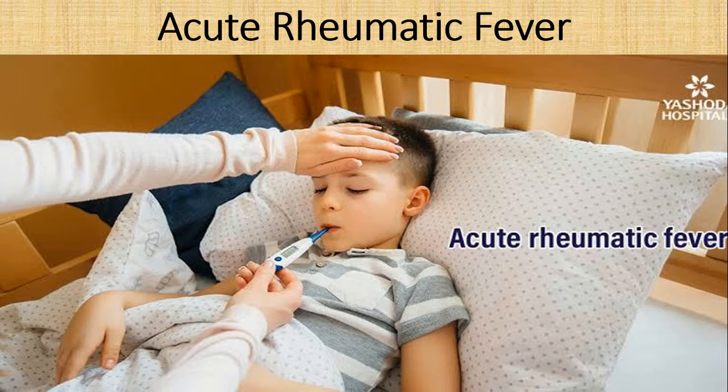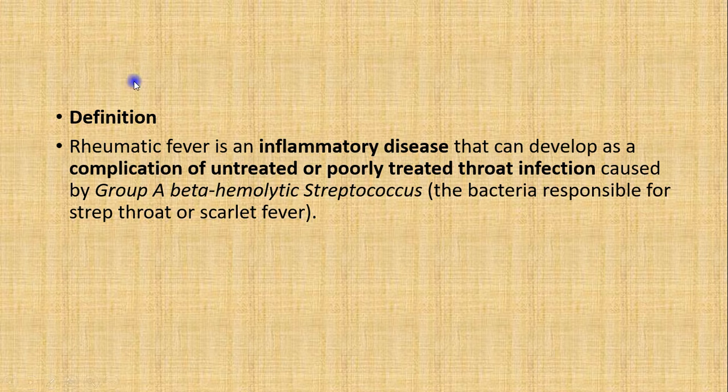Hey guys, let's look at another disease in children known as acute rheumatic fever. So, what's acute rheumatic fever? Acute rheumatic fever is an inflammatory disease that can develop as a complication of untreated or poorly treated throat infection caused by group A beta hemolytic streptococcus, the bacteria responsible for strep throat or scarlet fever.